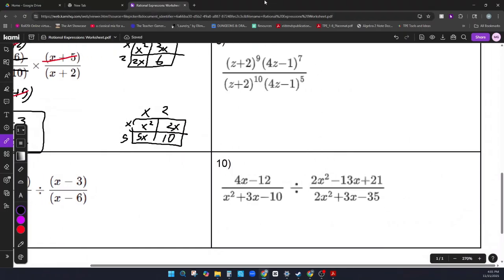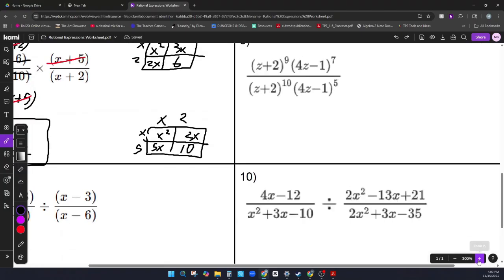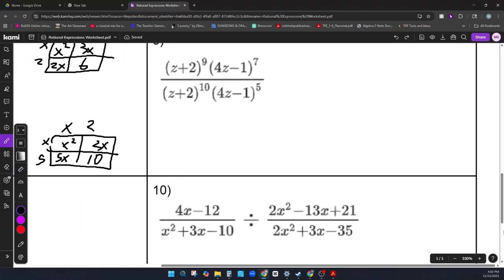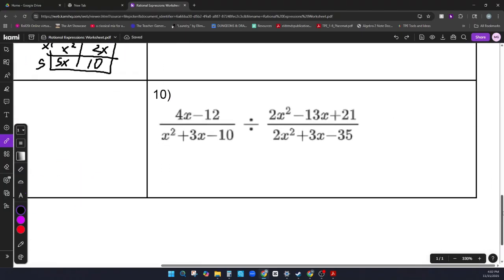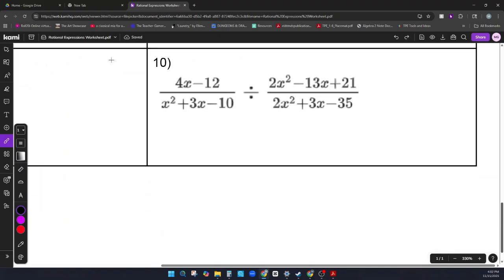question on the worksheet. So this is very similar to what we did in class, where each part is kind of a question unto itself. So let's go ahead and systematically try and break this down. I'm going to zoom in because I need as much room as I can to write down my answer. So 4x minus 12, I'm going to look at my numerator first.